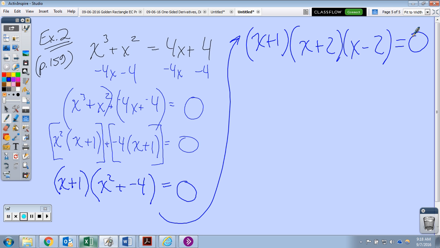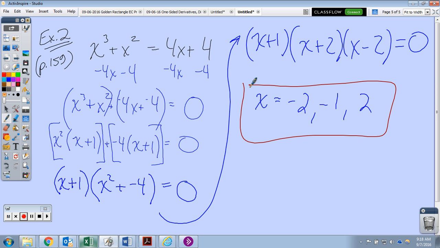So all the solutions are x equals -2, -1, and 2. I'm just listing them least to greatest; you don't have to do that. I'm saying there's 3 unique solutions. Is that possible when we have a cubic equation? Is it possible to have 3 unique solutions? Can we have 4 solutions for this? No, we cannot, because the highest degree is 3. You cannot have more roots than the degree of the polynomial equation.